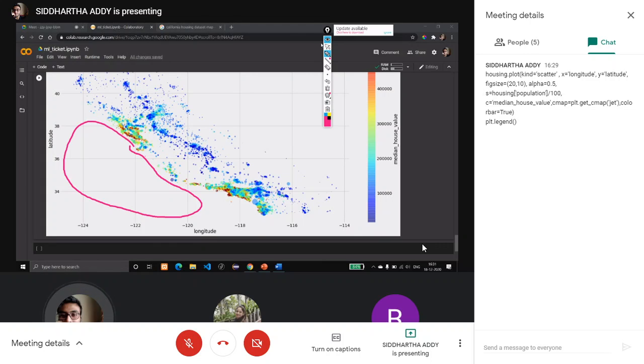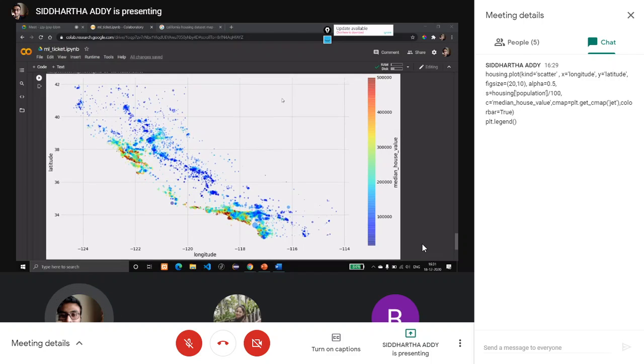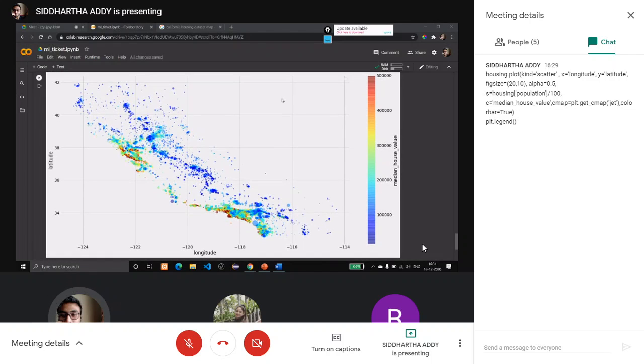Now you have a great picture in front of you that you need to understand. This is one of the greatest pictures that you will see in this particular project, and it is very colorful, or at least colorful to me. On the right you can see a color bar. It ranges from 1 lakh to 5 lakh, and as the value increases, it changes its color.